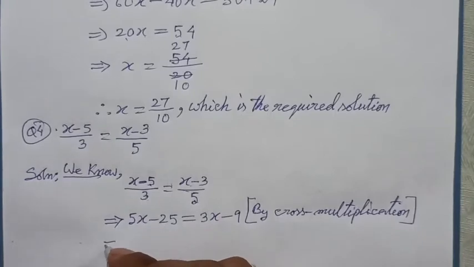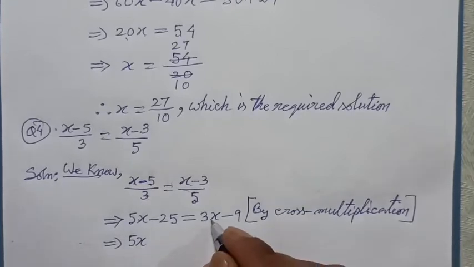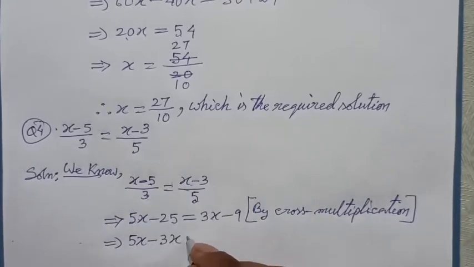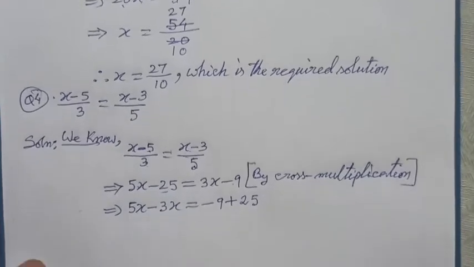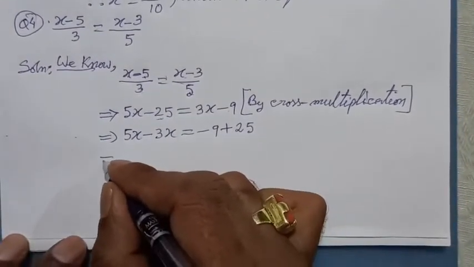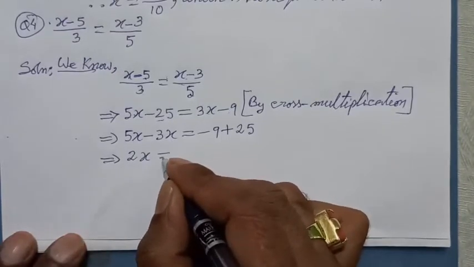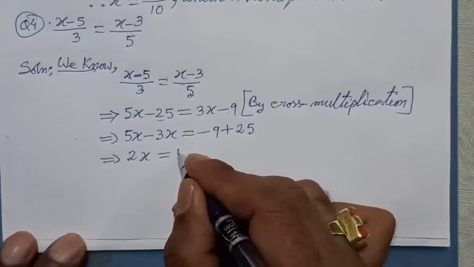Now next steps. Let's write those terms which have the variable on one side. 5x. Then if 3x is transposing to the other side, then the minus sign will come, minus 3x. So next is minus 9. Minus 25, if we are transposing to the other side, then the sign is changing, then plus 25. Then next steps. 5x minus 3x, if we subtract, we are getting 2x. Minus 9 plus 25, the signs are different.